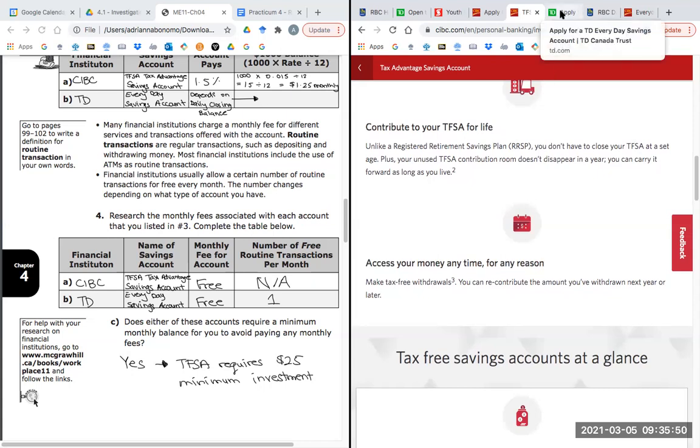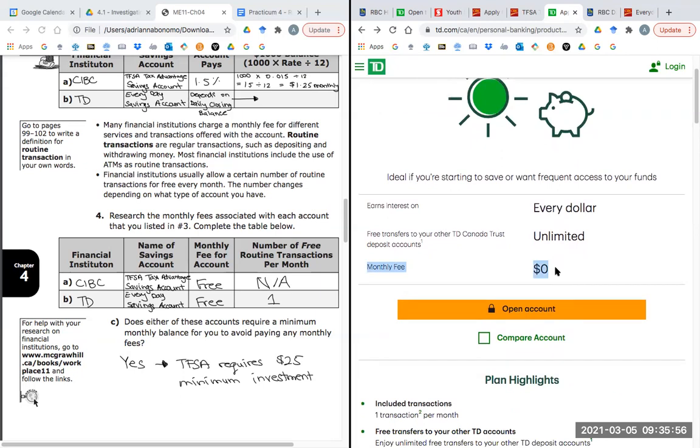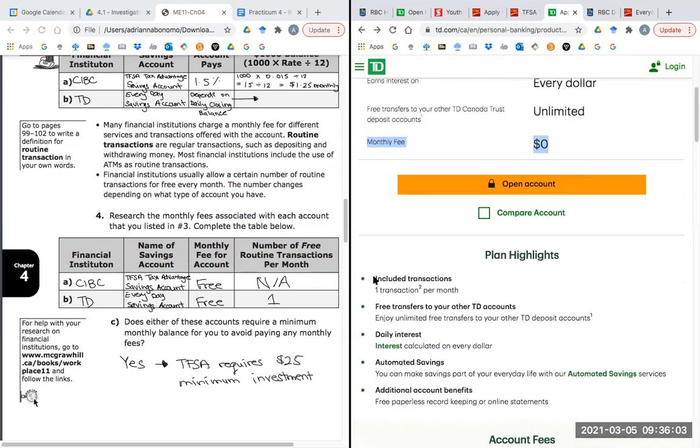Now, if we go to the TD everyday savings account, the monthly fee for the account is $0. Awesome. Now let's see the number of free routine transactions per month. Right here, the number of transactions included in this account is 1 transaction per month. So that means you can take money out of this account or use that account to pay for something once. Any other time after that, you're going to get charged. And the reason for that is this is a savings account. They're trying to deter you and encourage you not to use it, because then what's the point of having a savings account if you're just going to keep using the money? So the fact that they put a cap or a limit on the number of times you can use that account to pay for things is really smart, actually.